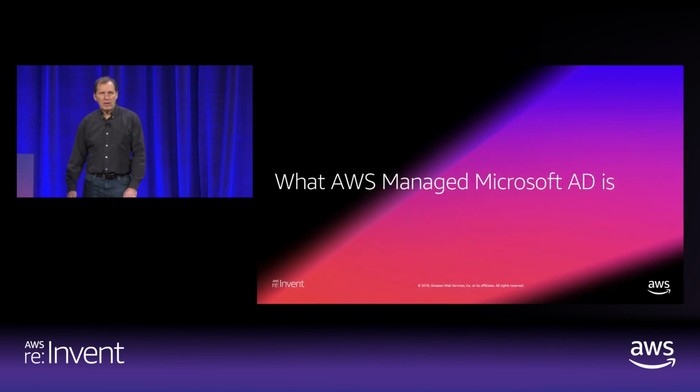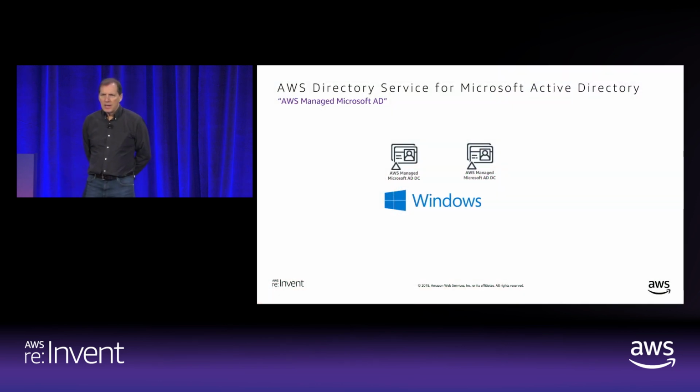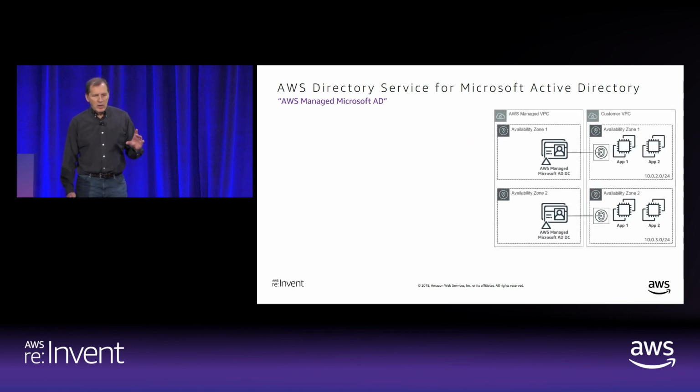OK, so let's talk about what managed AD is. By default, you get 2 domain controllers. This is running on Windows 2012 R2. These are dedicated instances for you. When you install them, you have to have your VPC and your account with your VPCs. And what we do at AWS is we have our own VPC that we create the instances in, and we create an ENI into your directory.